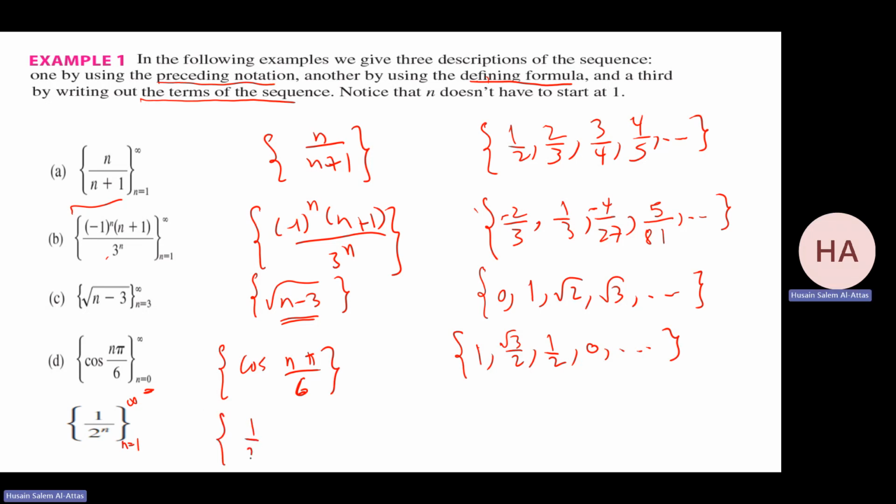Yeah, this one, 1 over 2 to the power n. What are the terms? n equals 1, I have half. n equals 2, 1 over 4. 1/8, 1/16, and so on. Yeah, usually 3 dots.